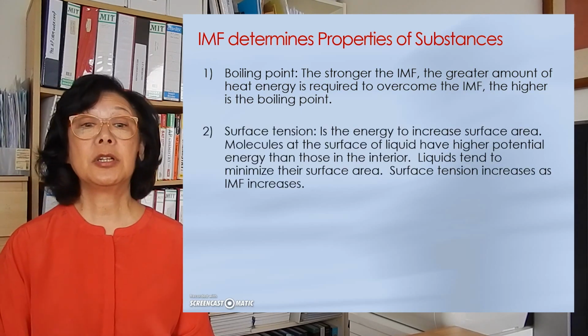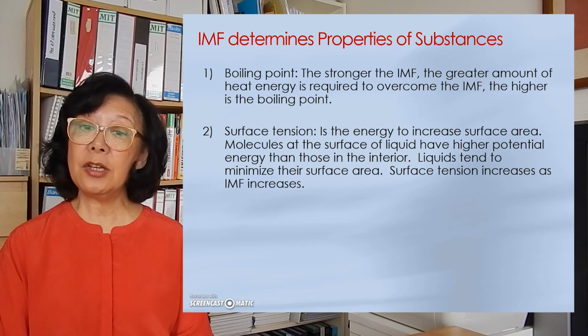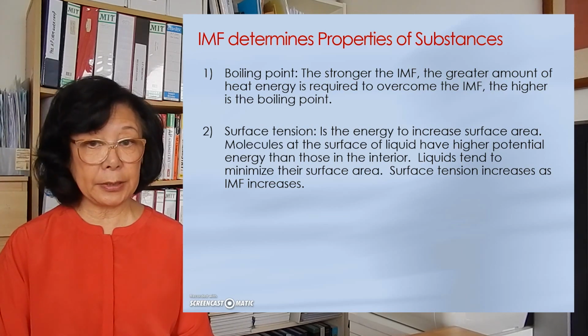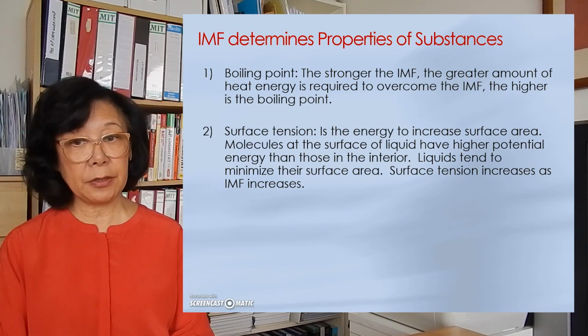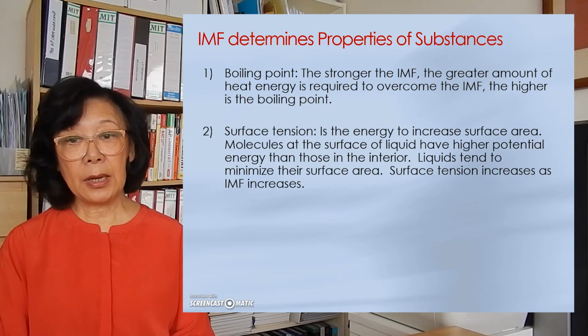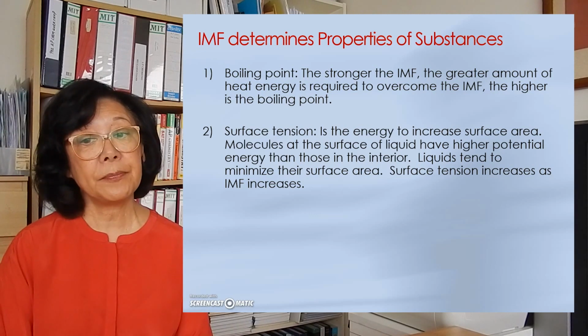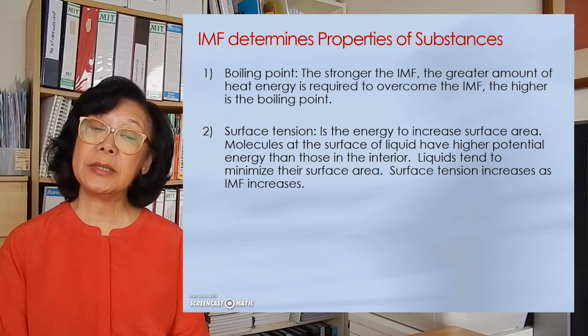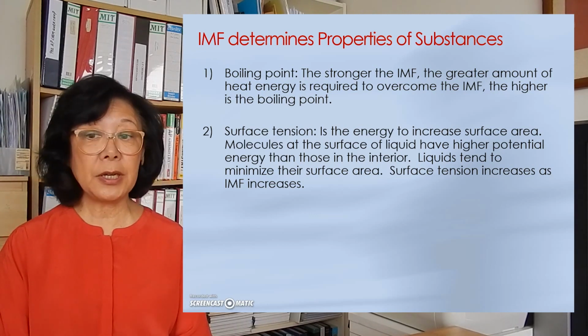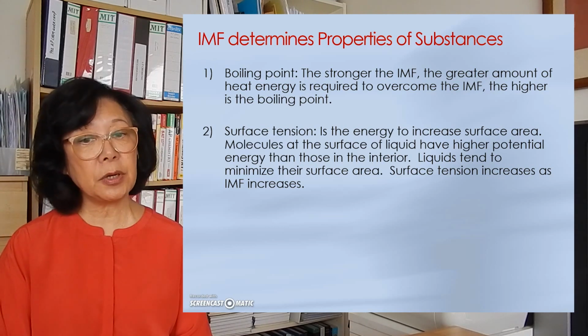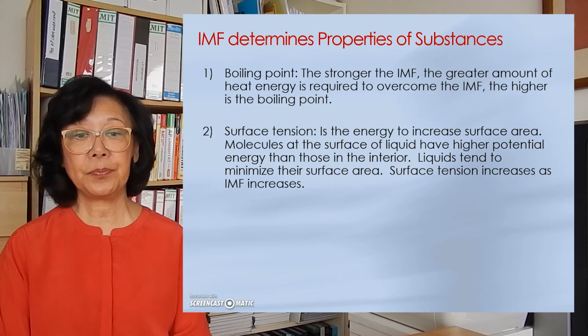Second property, surface tension. It is the energy to increase surface area. Molecules at the surface of a liquid have higher potential energy than those in the interior. So liquids tend to minimize their surface area. Surface tension increases as intermolecular force increases.